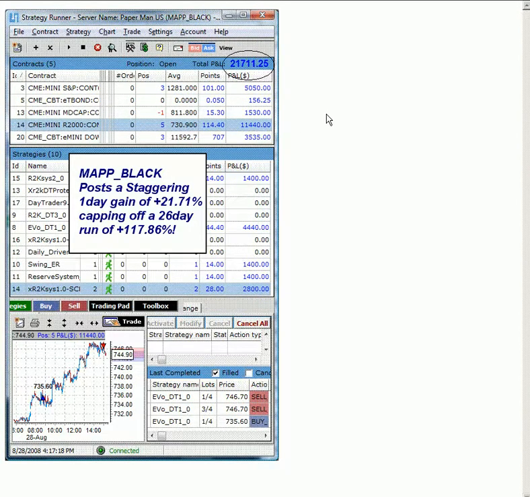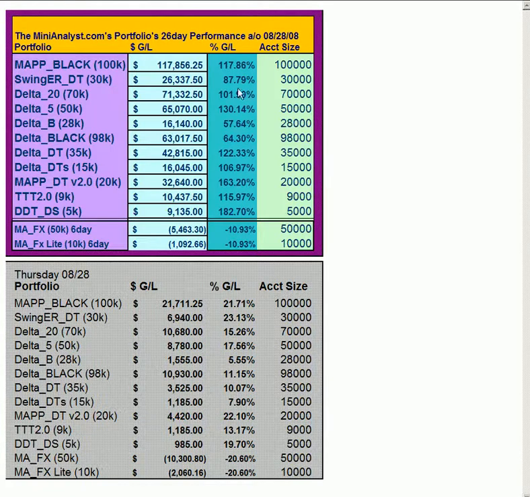But the most impressive being the swing was the black portfolio, up a 22% return on the day. This is our most diversified portfolio, again participating on all fronts, day trading fronts, swing fronts, and as you can see over the last 26 days there's a 22% move yesterday, 22% for the MAP DT. Of course, it is an aggressive day trading portfolio. The Swinger DT up 23%, 26-day return a staggering 120% for the MAP Black portfolio. This is one of our most diversified portfolios, and we highly recommend it.